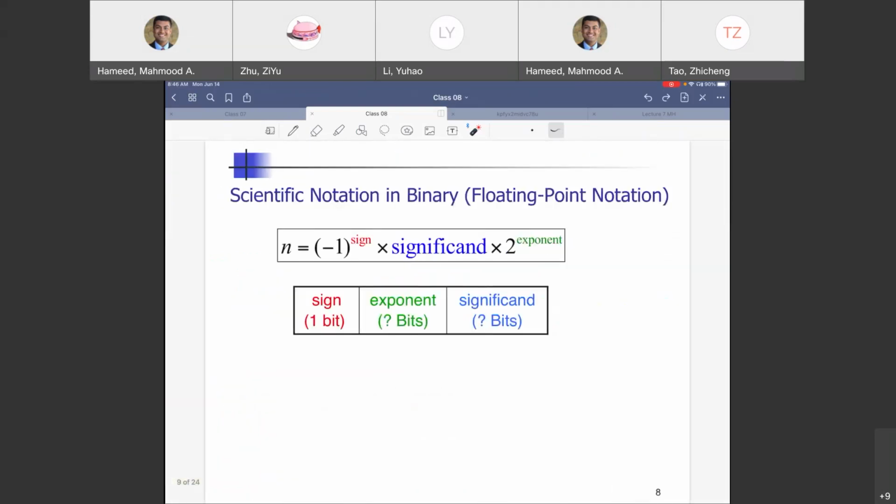All right. So now let's come to the scientific notation for binary numbers. And I'm calling this floating point. Why am I calling this floating point? And what is the opposite of floating point?